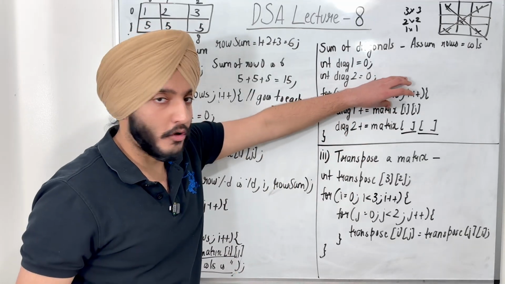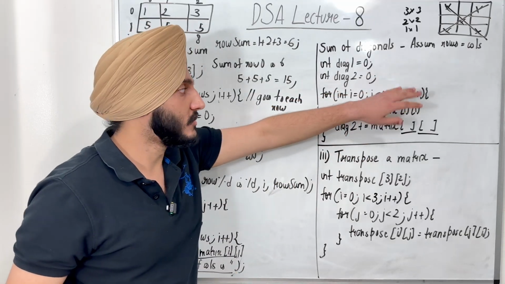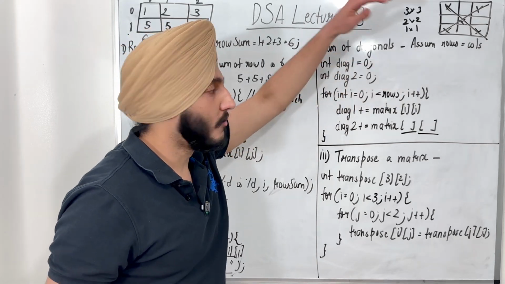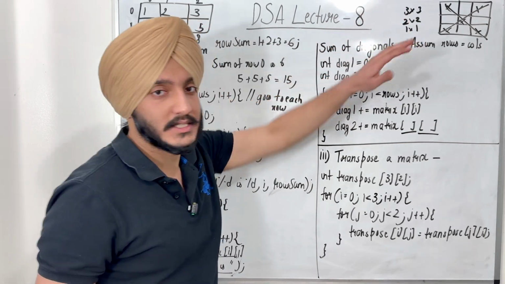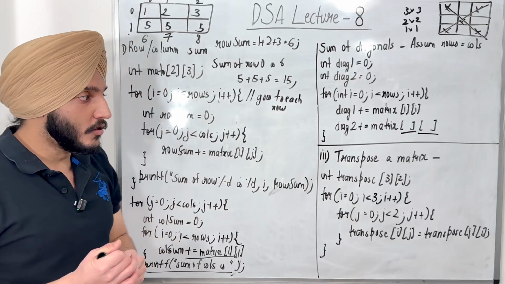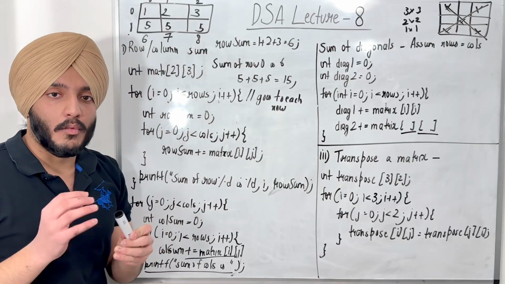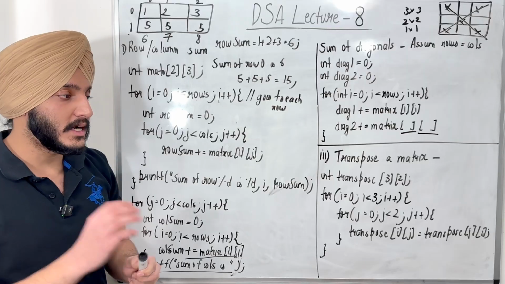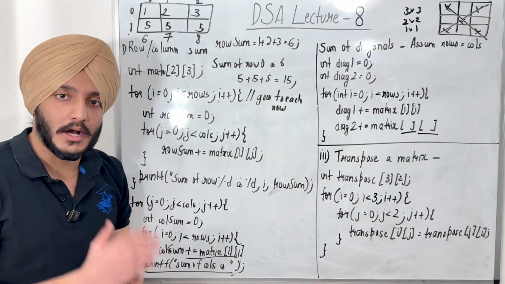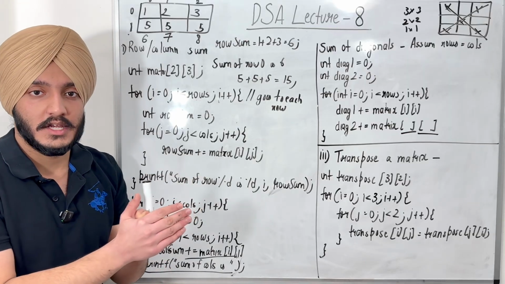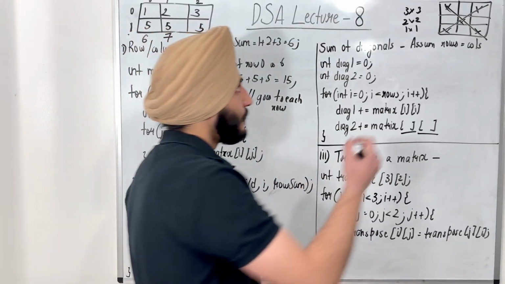I've created one for loop. I don't have to create another one because the number of rows is equal to the number of columns, and we are only trying to access the diagonal elements. So first let's try to understand what the diagonal element is. What do you mean by the diagonal element in terms of a 2D array inside a C program? So think about this.